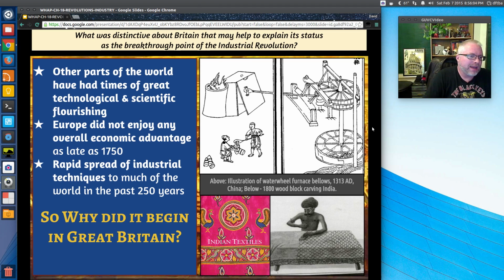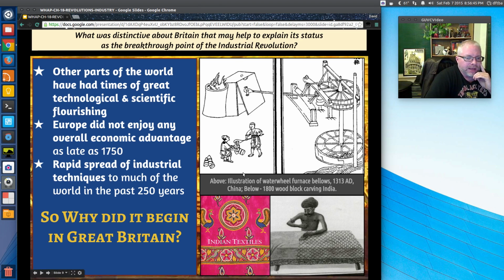Other parts of the world have had times of great technological and scientific flourishing. I think I tried to mention this before. The Chinese are right there at the top. This is 1313 AD. Obviously, it's just drawings of it. But they set up a simple system, water-driven at the bottom here. It's hard to see, but that's supposed to be water that's driving this. And then this is going to create fire at the top, and it's a way to have a water wheel furnace. And what you're getting here is probably oxygen. It's fanning the flames as well. And they're probably smelting pots, being able to make some type of metal in that way.